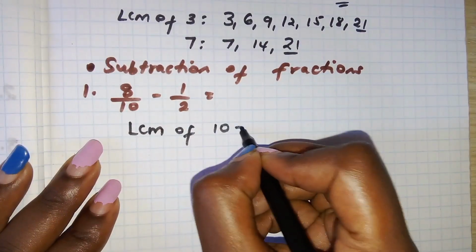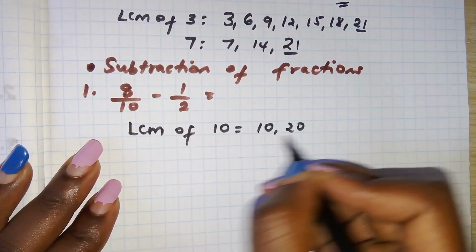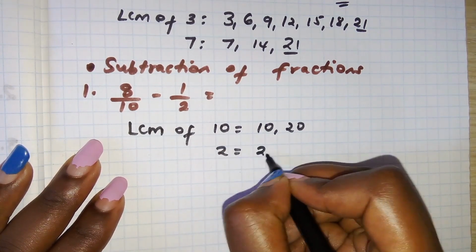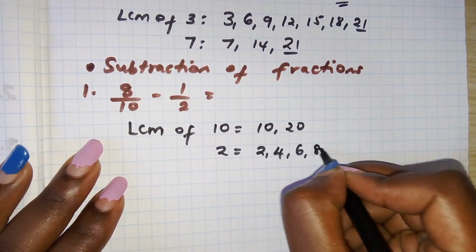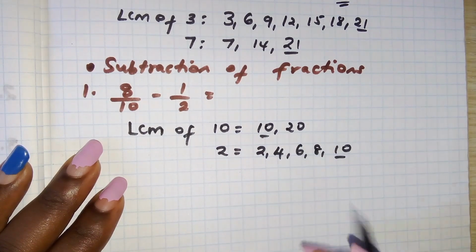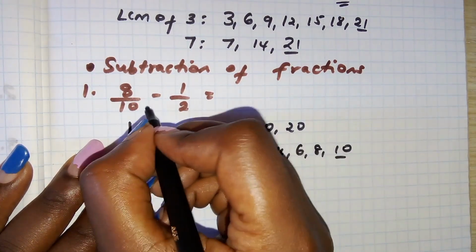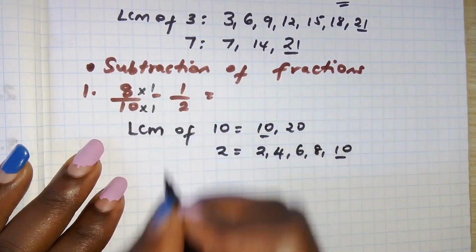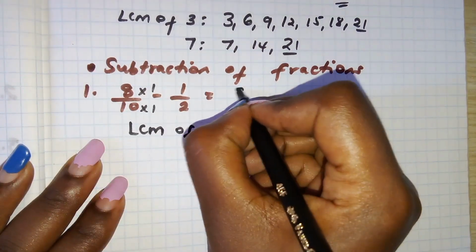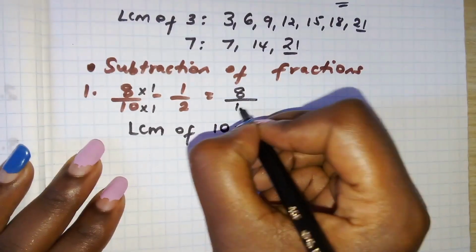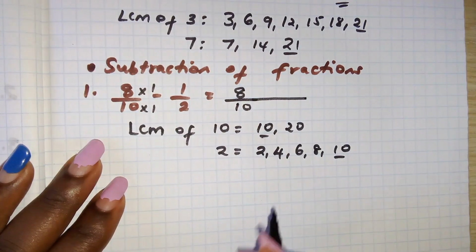So LCM of 10 is 10, 20. LCM of 2 would be 2, 4, 6, 8, 10. So the LCM is 10. So 10 times what equals 10? So 10 times 1, and then the same thing on top. 8 times 1 is 8 over 10. So this one was all over 10.